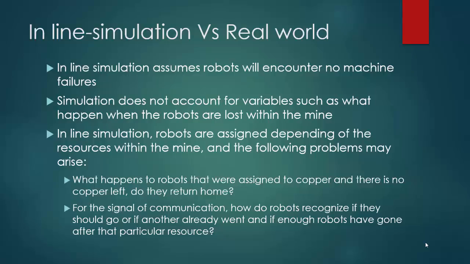As we talked about earlier, these robots will be communicating via signals. Now, if one robot sends a signal, how should the robots near that robot recognize if they should go or if enough robots have already left? So all of these have been some of the things we've been discussing as we simulate our model and see the differences between the simulation and the real world.